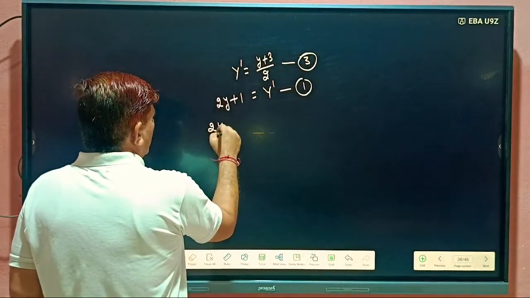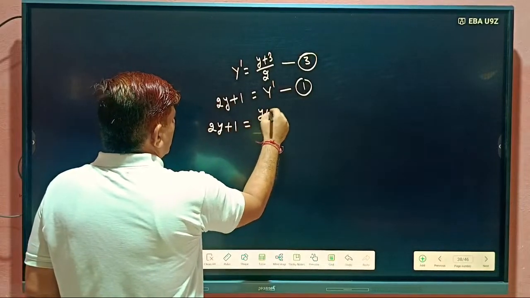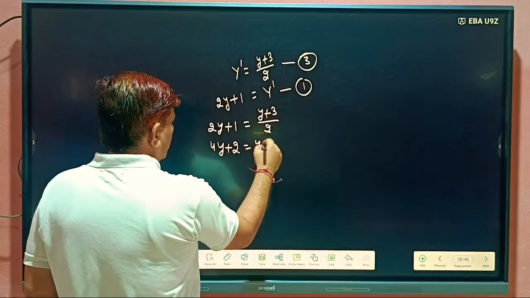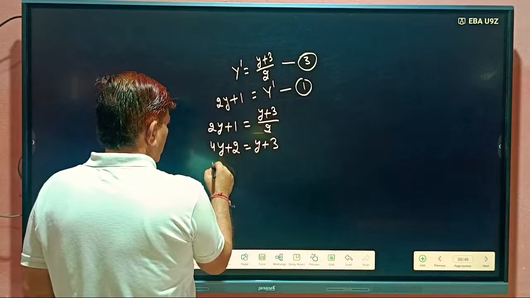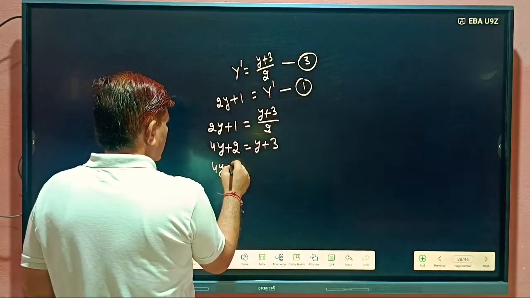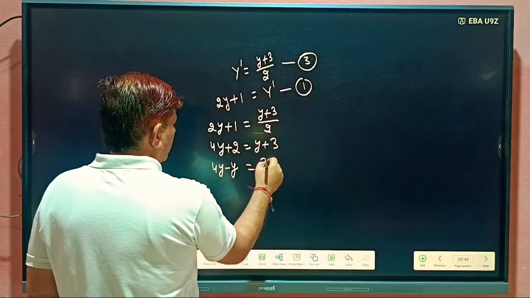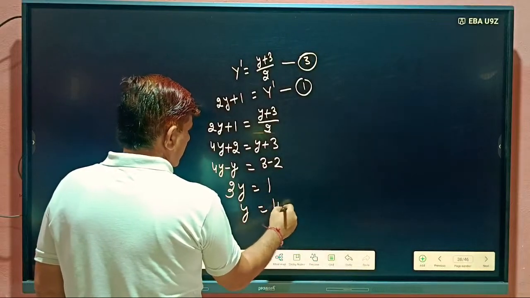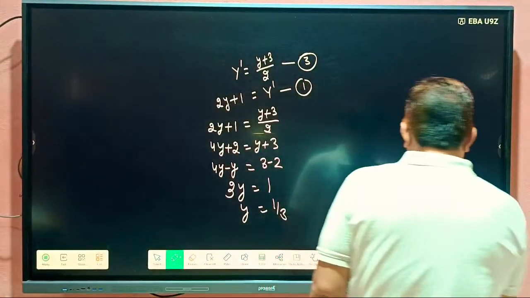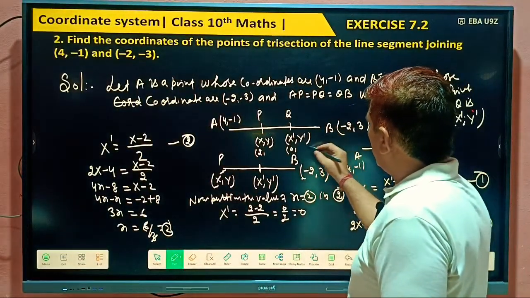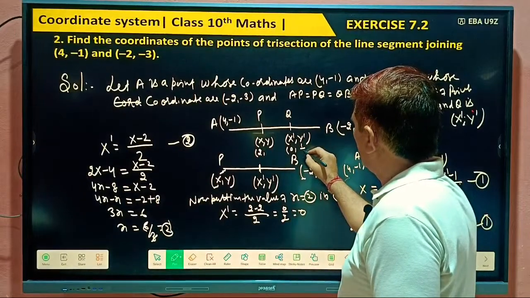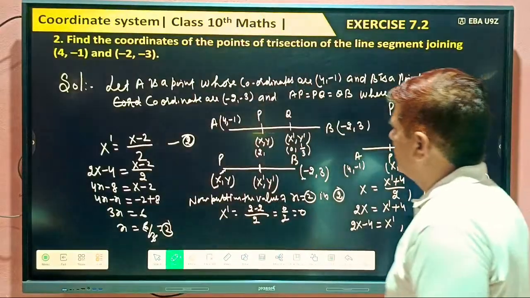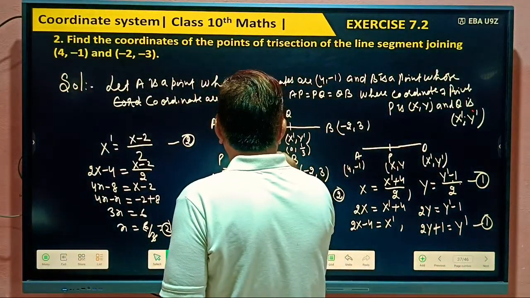it means 2y plus 1 is equal to (y plus 3) by 2. Take 2 to this side: 4y plus 2 is equal to y plus 3. So bring it to this side: 4y minus y equal to 3 minus 2. So 3y is equal to 1, y is equal to 1 by 3. So what we can say? Sorry, y dash not y. Y is equal to 1 by 3.